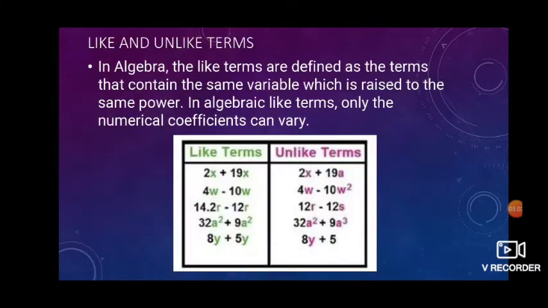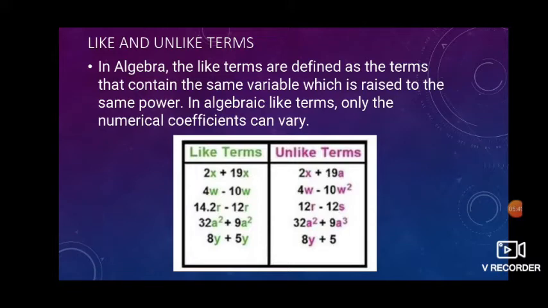Next, children, like and unlike terms. In algebra, like terms are defined as the terms which contain the same variable raised to the same power. For example, if we take like terms 2x plus 19x, we can observe the same variable x here and here also x, and we need not consider the numerical coefficient. Whatever the numerical coefficient, if the variable part is the same, then we call them like terms.